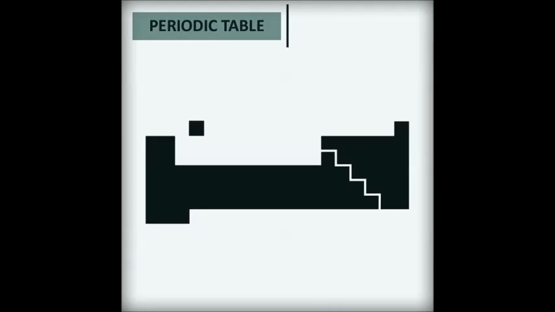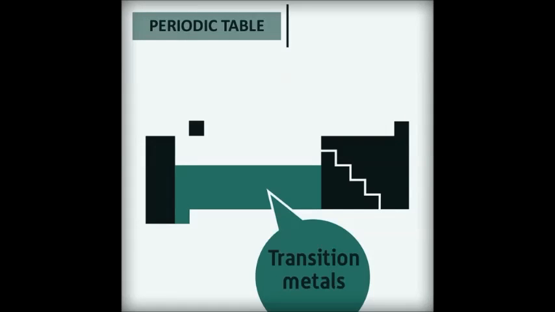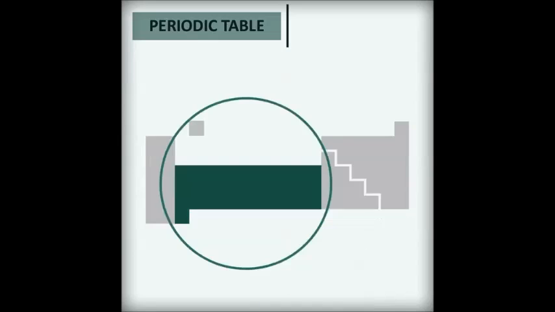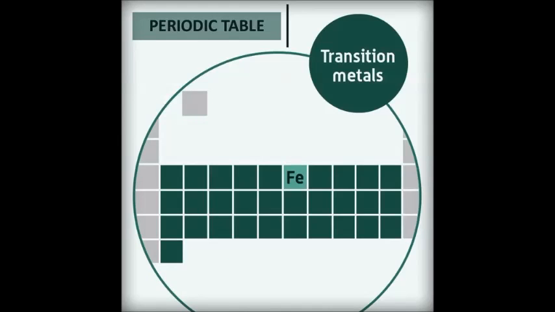Now let's move across the table to the middle section. This is the largest group of elements and is known as the transition metals. Most of the common metals are found here, such as iron, copper, gold, silver and zinc.